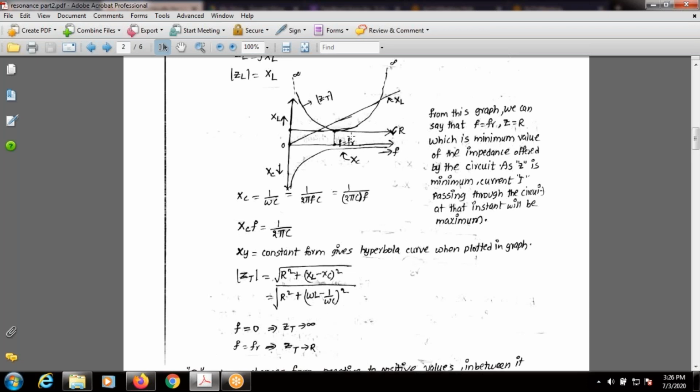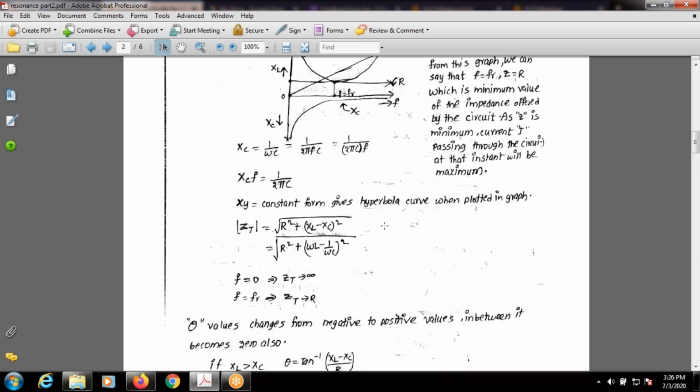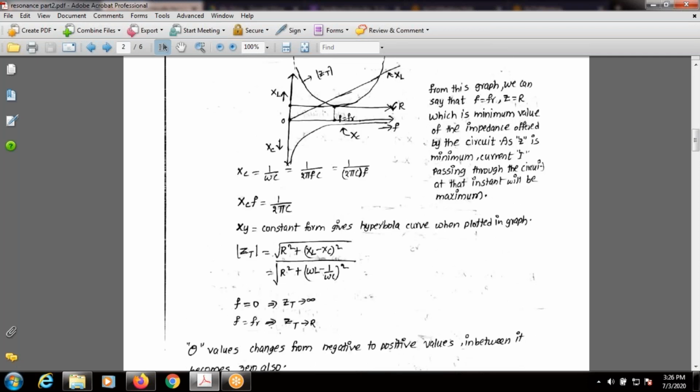Right? Now again, when f is greater than fr, the total impedance in the circuit increases. This is the U-shaped curve. That means the impedance in the circuit is minimum only when f is equal to fr. In all other cases, the impedance is higher. Remember this one. Another important point is that at f equal to fr, total impedance is equal to R. At all other times, it increases. And when f is equal to 0, it is equal to infinity.